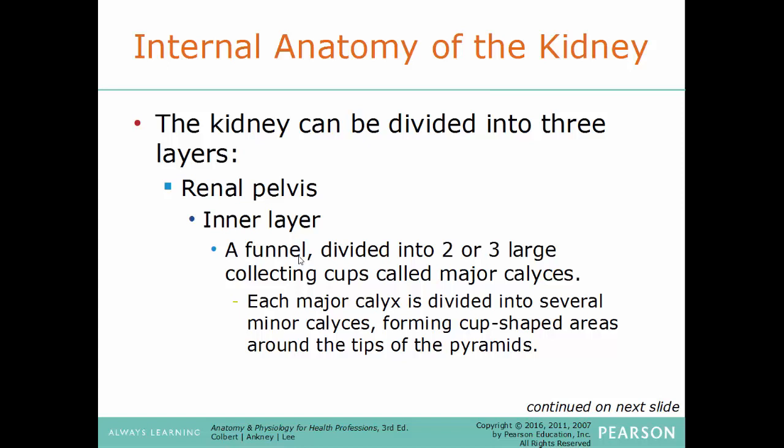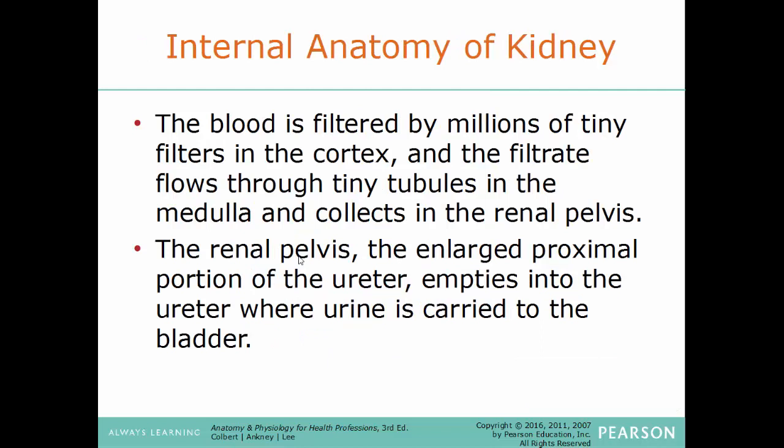Calyces is a plural form of that word. Each major calyx is divided into several minor calyces, forming a cup-shaped area around the tips of the renal pyramids. Now the blood is filtered by millions of tiny filters in the cortex, and then the filtrate that's collected will flow through tiny tubules in the medulla and collect in the renal pelvis. The renal pelvis is actually the most superior end of the ureter. So the pelvis will empty into the ureter, where urine is carried on from there to the bladder.